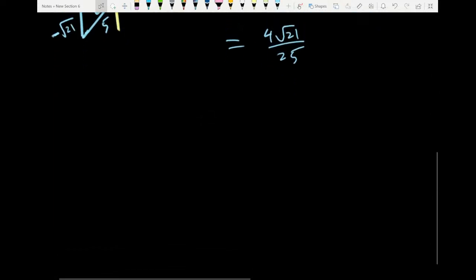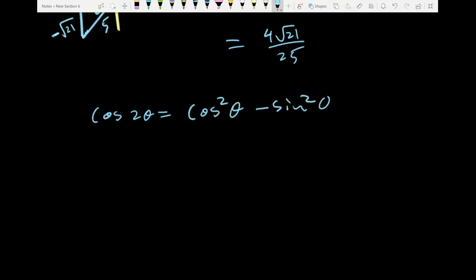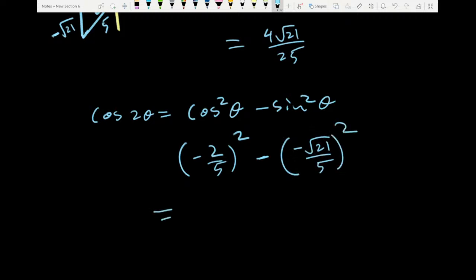Now let's do, what's cosine of 2 theta? Cosine of 2 theta is equal to cosine squared of theta minus sine squared of theta. And we know what cosine is. It's (-2/5) squared minus (negative square root of 21 over 5) squared. That equals 4/25 minus 21/25, and this simplifies into -17/25.